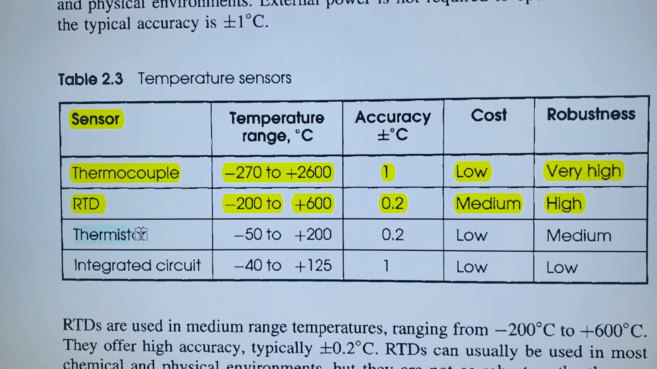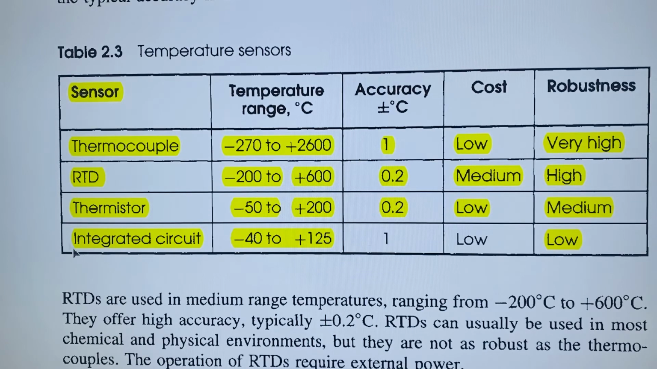A thermistor, which is the one we will be using in the lab, it's from minus 50 Celsius to 200 Celsius. This is its accuracy, low cost, robustness is medium. An integrated circuit, there are many types of semiconductors, like the classic LM384 or LM35, which we will use in this class for some experiments. Those work from negative 40 to 125. The accuracy is this. Today we have even better accuracies than 1 Celsius, and the cost is low. Okay, so this table is important for all of you to take a decision depending on where you will be using a temperature sensor. For smart homes, thermistors and integrated circuits are the best option.